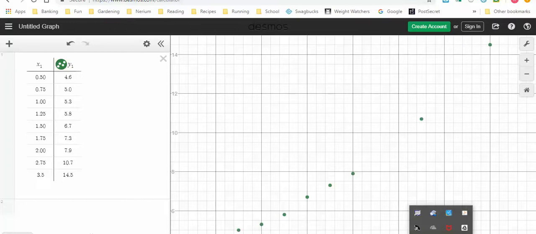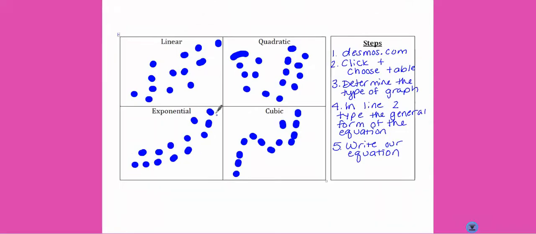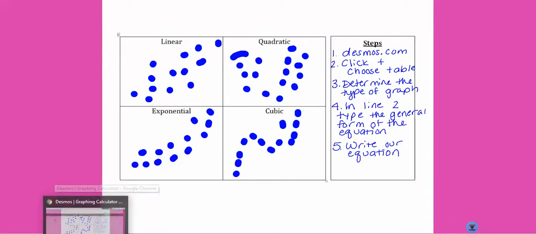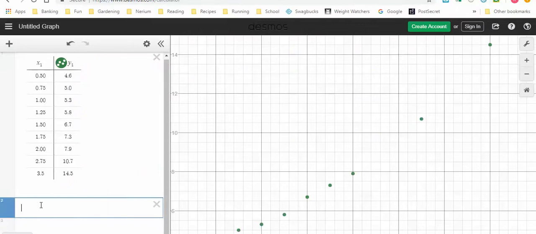Now, some people would say this is linear because the first ones do look kind of linear. But if it kept going linear, these two dots should be down over here a little bit more. If you notice, this is starting off slow and then it's starting to curve up like our exponential graph. So our exponential is going to go in line 2.